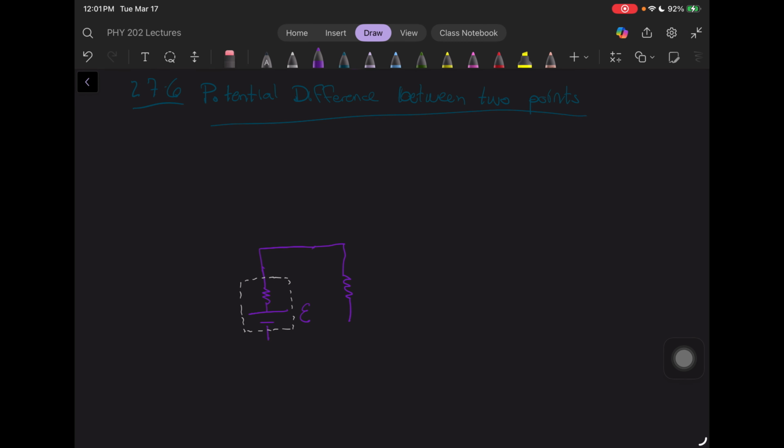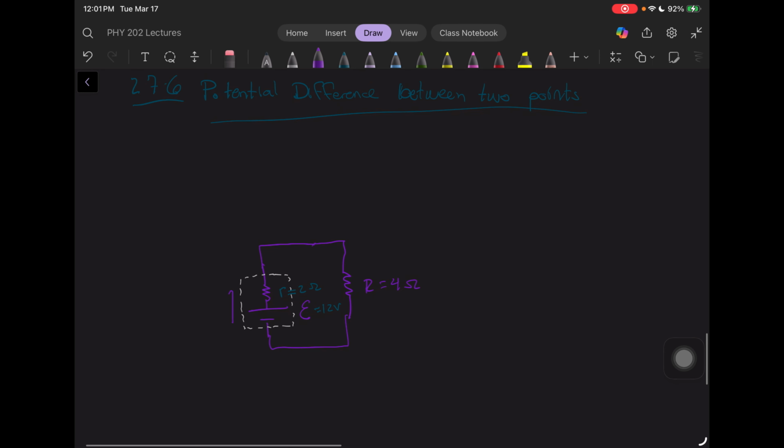And then let's say we have one resistor outside of the battery, and we can say that's equal to 4 ohms. Little r is equal to 2 ohms. We'll say our EMF is 12 volts. We'll note that the EMF is going this way, so we'll note the EMF goes up.